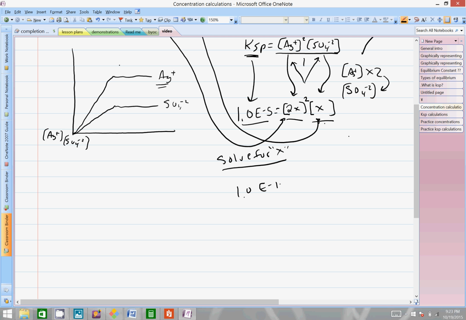1.0 e to the negative fifth equals 4x squared times x, which equals 4x cubed. So 2 times 2 is 4, x squared multiplied by the other x is 4x cubed. And then we'd solve out for x. I would divide by 4, and I'd raise it to the 1/3 power, and that would be equivalent to a cube root. This will give me my x value. Grab a calculator.